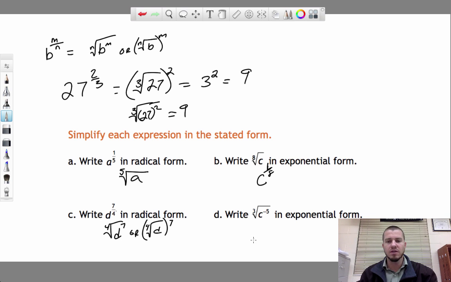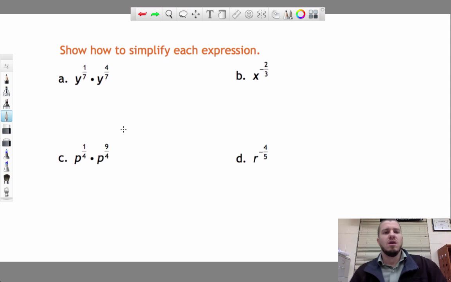And then this one is going to be, okay, so I'm going the opposite way into exponential form. 3 is my root, so that's going to be my denominator, and -5 is my exponent, so that's going to be my numerator.